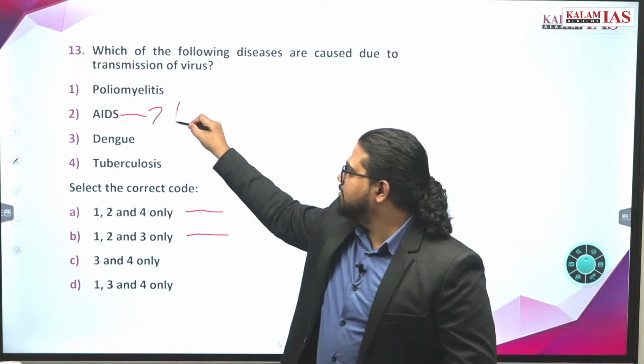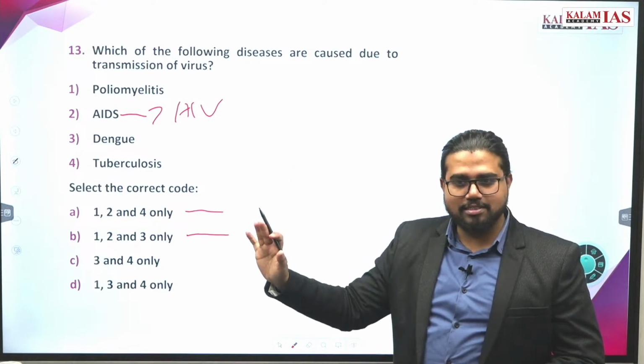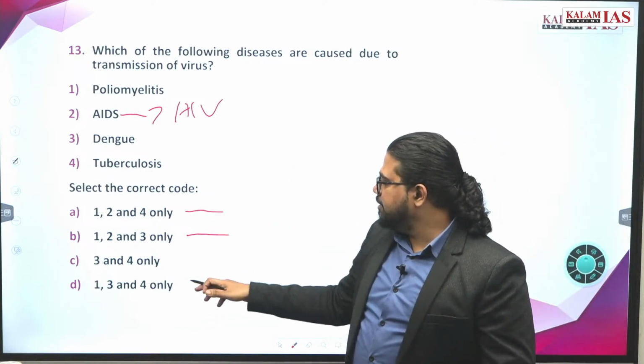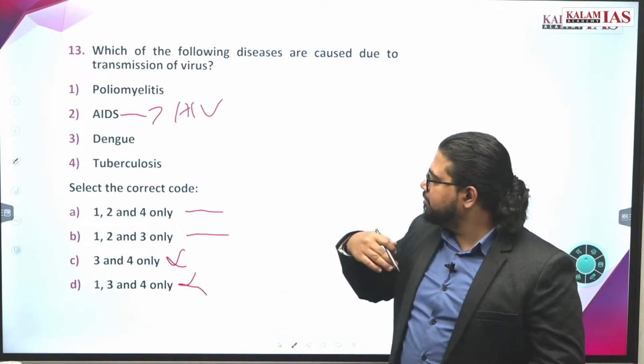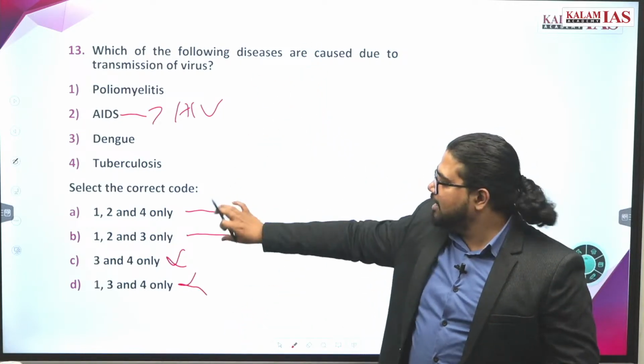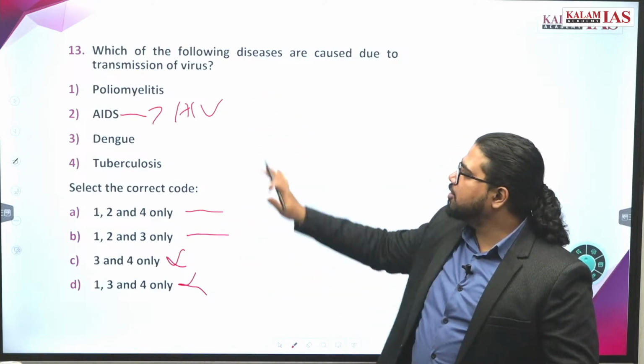AIDS should be the HIV virus. It is not something else, and everyone knows this. Which option gets eliminated? Two options get eliminated. Now you don't know anything else, so you should select either one of these. A or B should be the answer. Now see what the other options are.